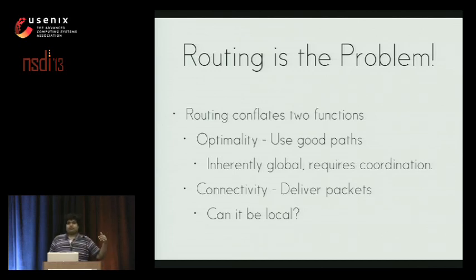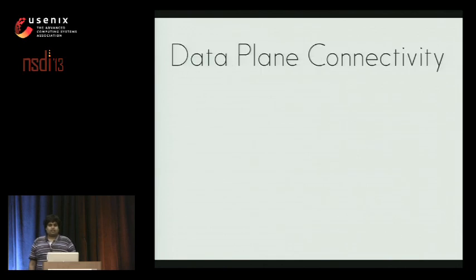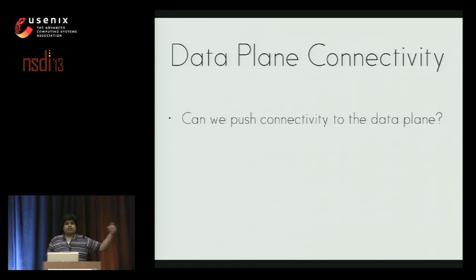The second function that is being served by routing is connectivity, which is just: get my packets to the destination. I don't care what path you take as long as they get there. And what we claim is that connectivity can actually be done locally. And so the way we want to use the fact that connectivity can be done locally is we want to push connectivity to the data plane. So essentially, when link failures happen, we want packets to be forwarded to the destination really quickly, regardless of how long control plane convergence takes.